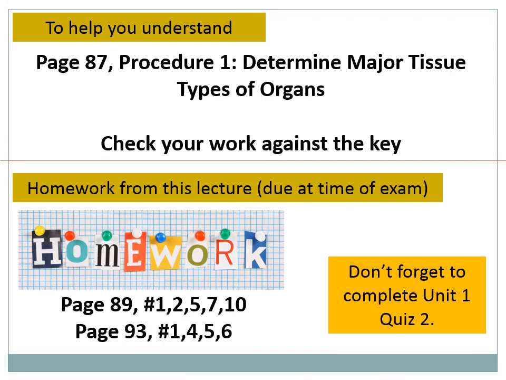Whew, we made it through. Not too bad, about 45 minutes. To help you understand, you can go ahead and go to page 87, which is procedure 1. I want you to go ahead and determine major tissue types of organs. There is a key that is put up on Moodle that you can check your work against. Again, I think it's super important that you try to do it first before you just look at the answers. So please make sure you're doing that.